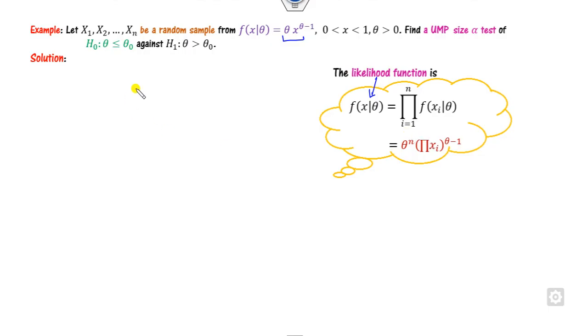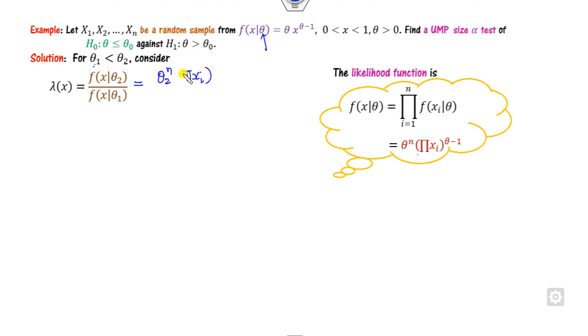Now we can apply step number 1, that is, we can start with the monotone likelihood ratio. The unknown parameter is my theta. So I can write theta 1 is less than theta 2. What is the value of this? We can substitute here: theta to the power of the product of xi's to the power of theta 2 minus 1, divided by the corresponding expression for theta 1. This clearly says that this is my less than sign, so the UMP test will be applicable.